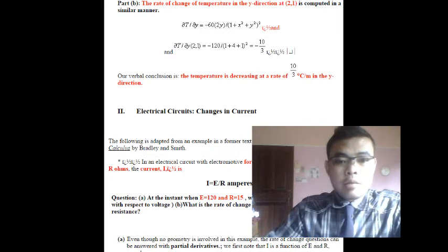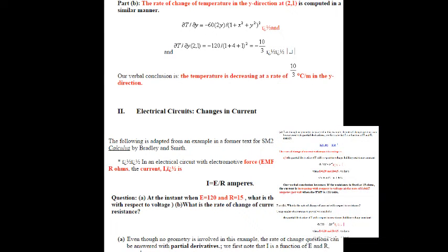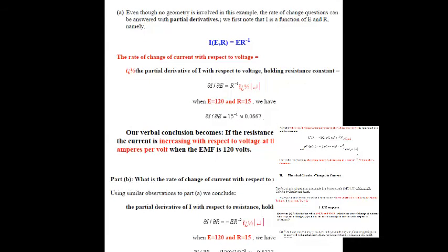0.0667. Our verbal conclusion becomes: if the resistance is fixed at 15 ohms, the current is increasing with respect to voltage at the rate of 0.0667 amperes per volt when the EMF is 120 volts.